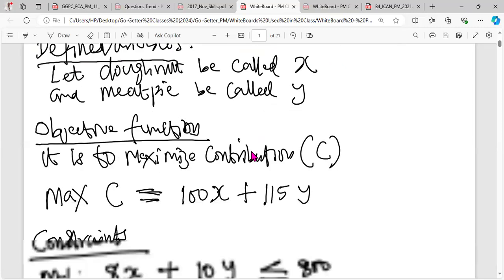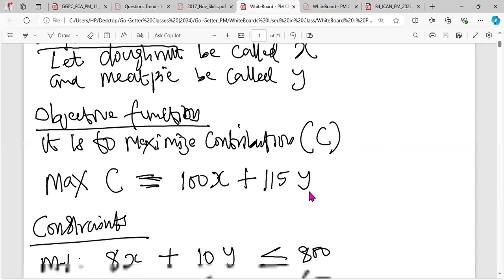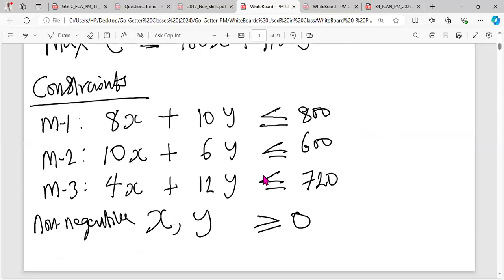Then we started to do our objective function. The objective function is to maximize contribution C. Sometimes contribution can be called C or Z. And this is our contribution function. Then we were given constraints M1, M2, and M3, and we were given their maximum values.